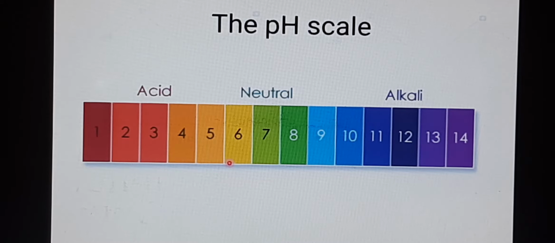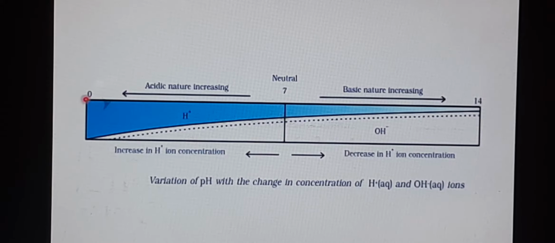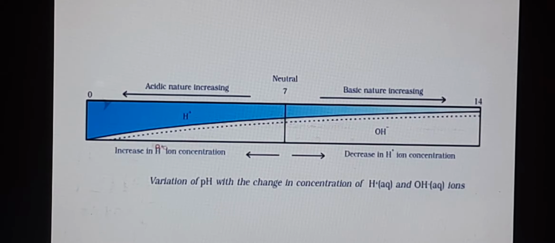Now coming back to the pH scale, 1 to 6 values are for acids, 7 for neutral, and 8 to 14 for alkalis or bases. Now let's see how the pH scale works. If you see here, these values till here are 0 to 7, and then the other half of the scale is 7 to 14. 0 to 7 indicates the acidic nature of a substance, and 7 to 14 indicates the basic nature of a substance.